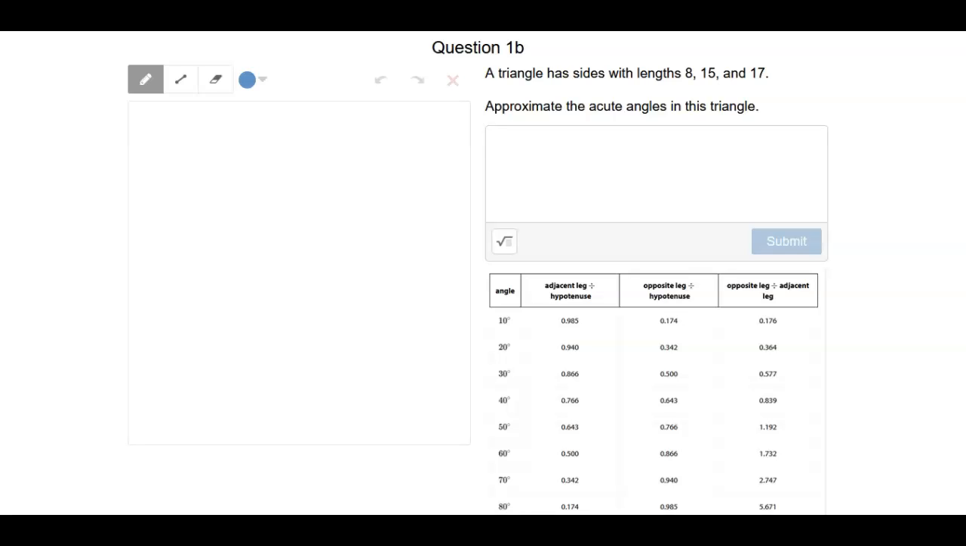Question 1b, we're working with the same side lengths as before. We know that this is a right triangle, so we can use this table that we've put together to try and estimate the degrees in each acute angle. We know it's going to have a 90-degree angle because that's the definition of a right triangle. So we have this angle down here that's 90, and we are going to approximate our two acute angles here.